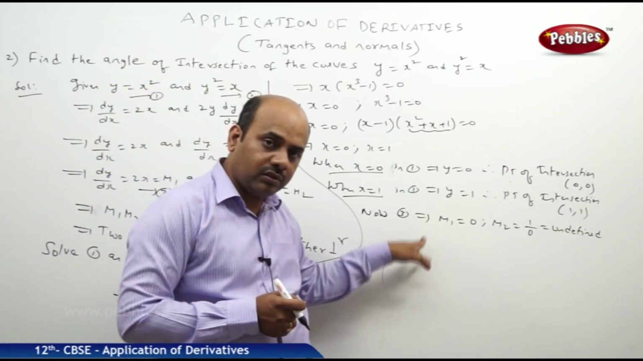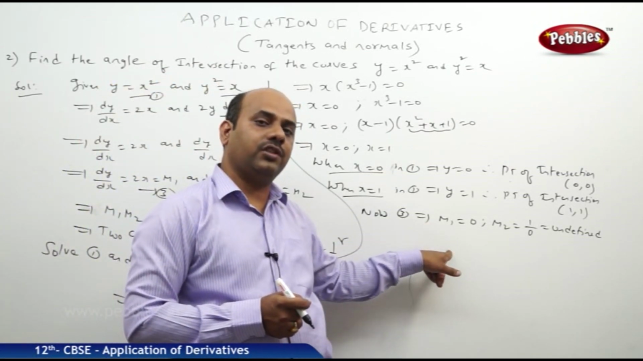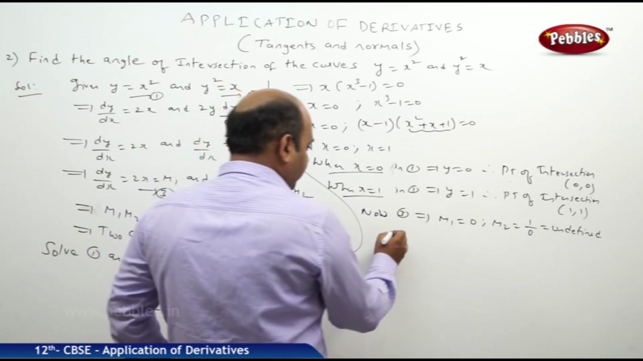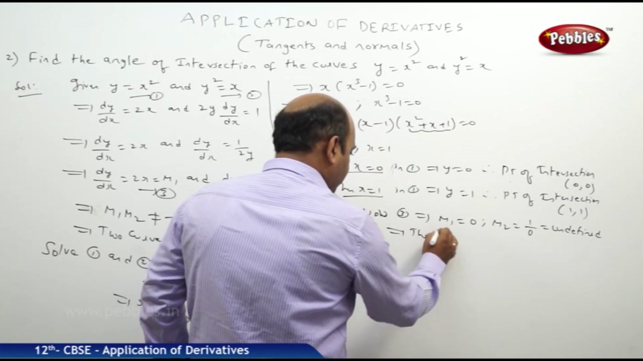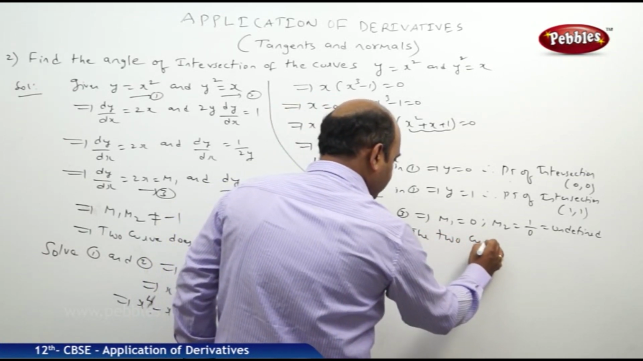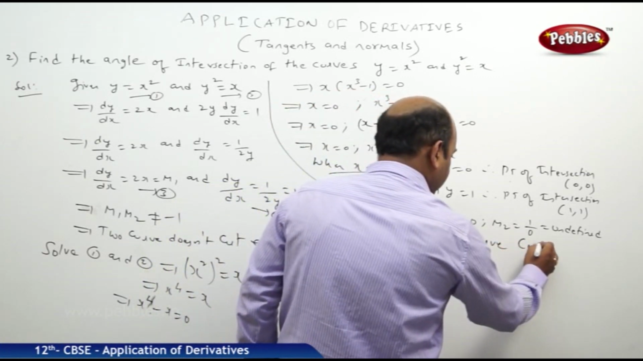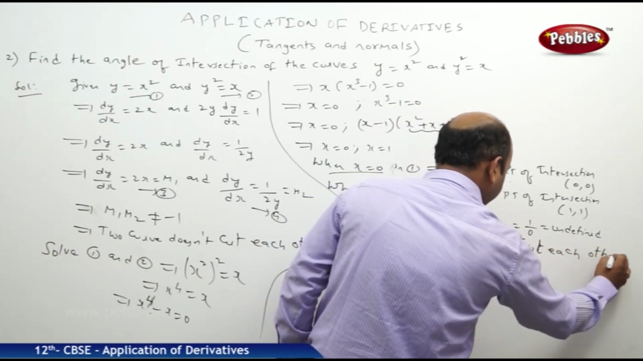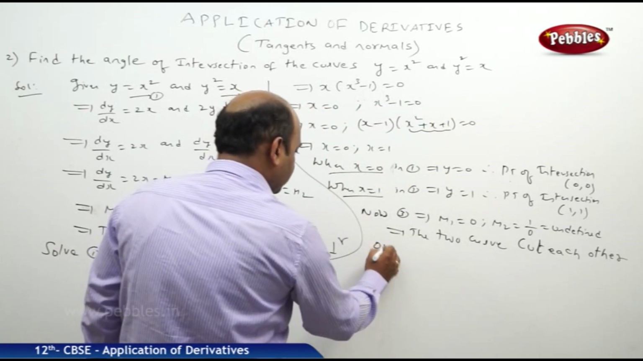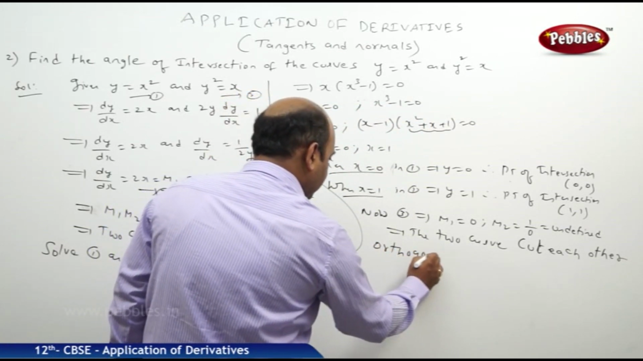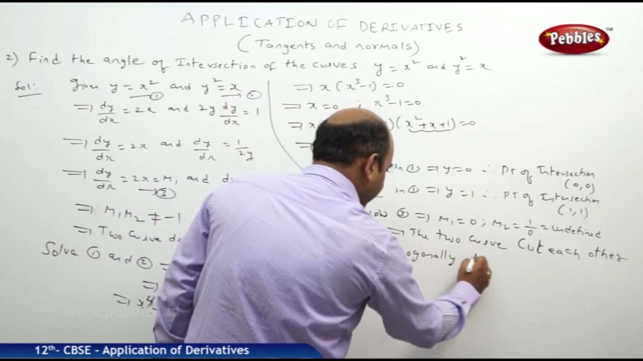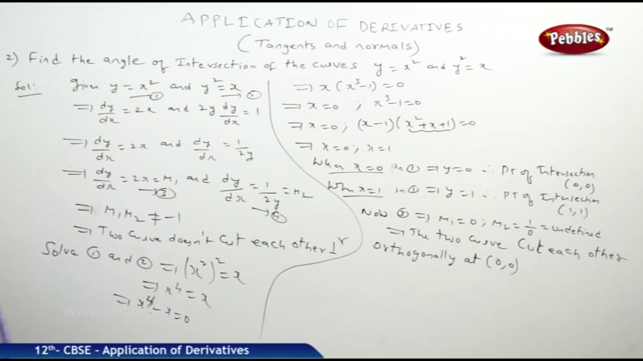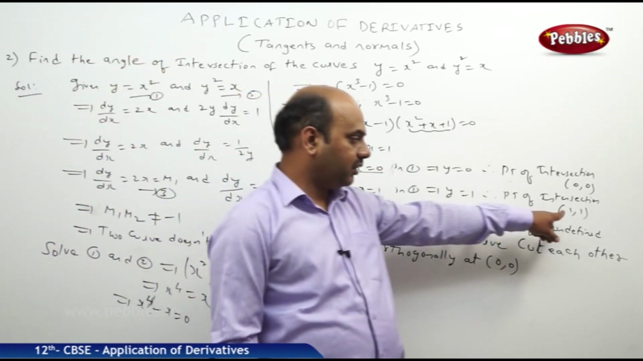Therefore what can I conclude? At this particular point (0, 0), the two curves cut each other orthogonally. Therefore that implies the two curves cut each other orthogonally at (0, 0). Now we shall see what will be the angle at the point of intersection (1, 1).